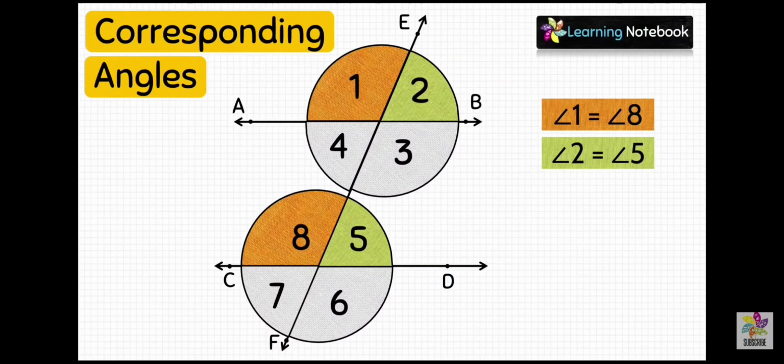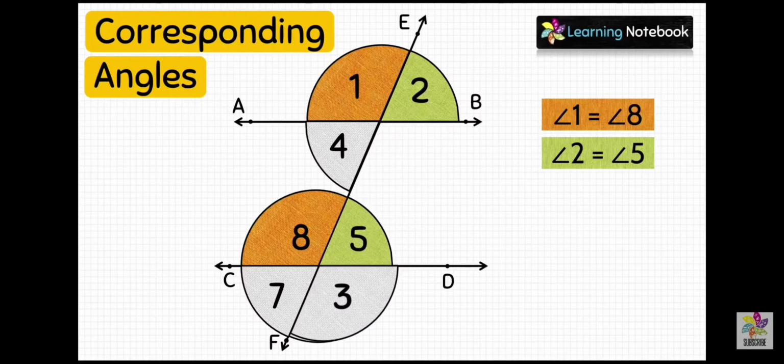Students, color this second pair of corresponding angles with green color. Now, we will place the cutout of angle 3 on angle 6. Again, we find that angle 3 completely covers angle 6. This means that the third pair of corresponding angles are also equal. So, angle 3 equals angle 6. Color this third pair of corresponding angles in purple color.